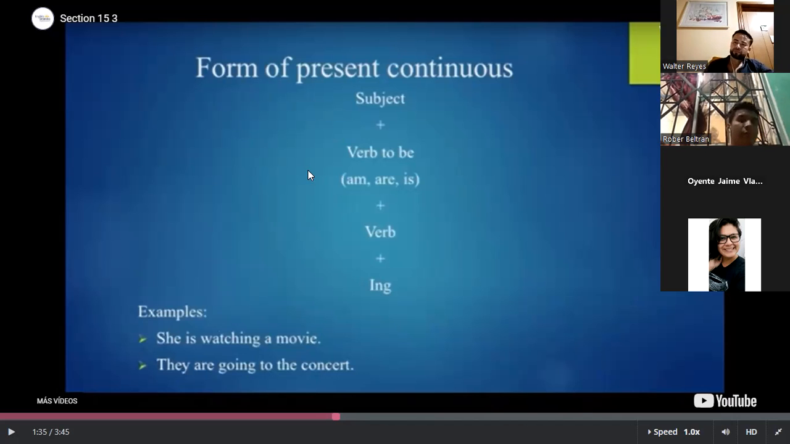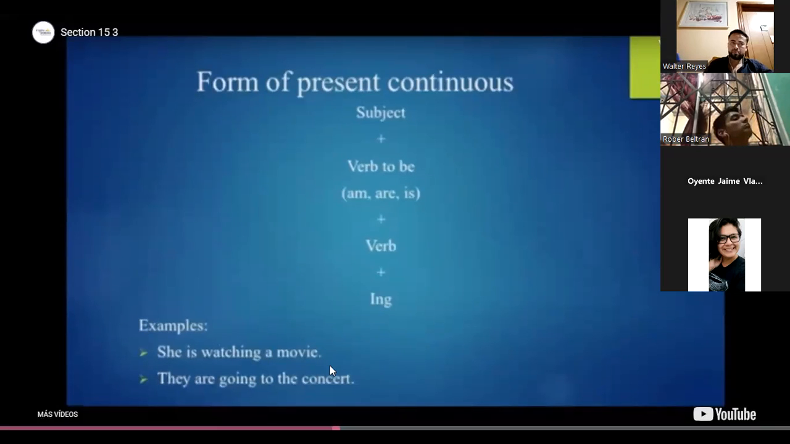Subject, verb to be, verb, and ing form. He is watching a movie. She's watching a movie. They're going to the concert.